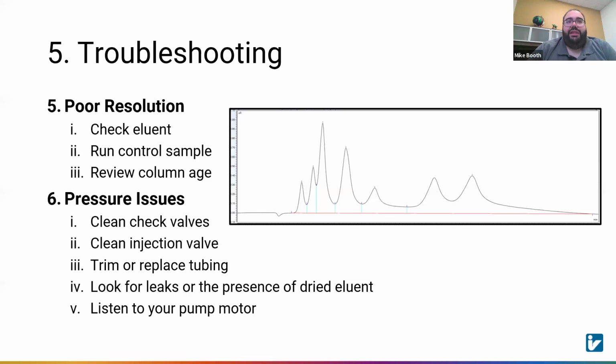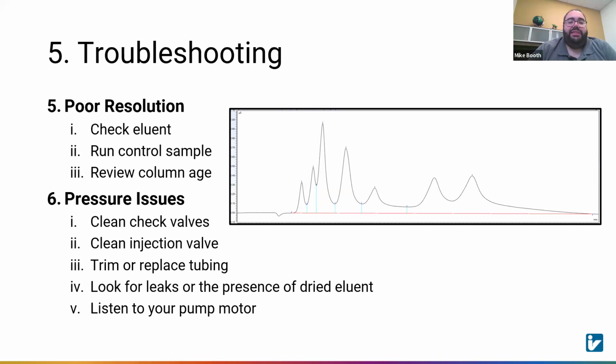Trim or replace tubing. You shouldn't have extremely dirty tubing after your analytical column. So if you're worried about dirty tubing, I would say anywhere before the analytical column is what you may want to replace. Anything else you may want to trim up just to make sure that the connections are still good, that the piece of tubing hasn't been crimped off. That can cause high pressure issues, especially if you over tighten something. You can see high pressure issues.